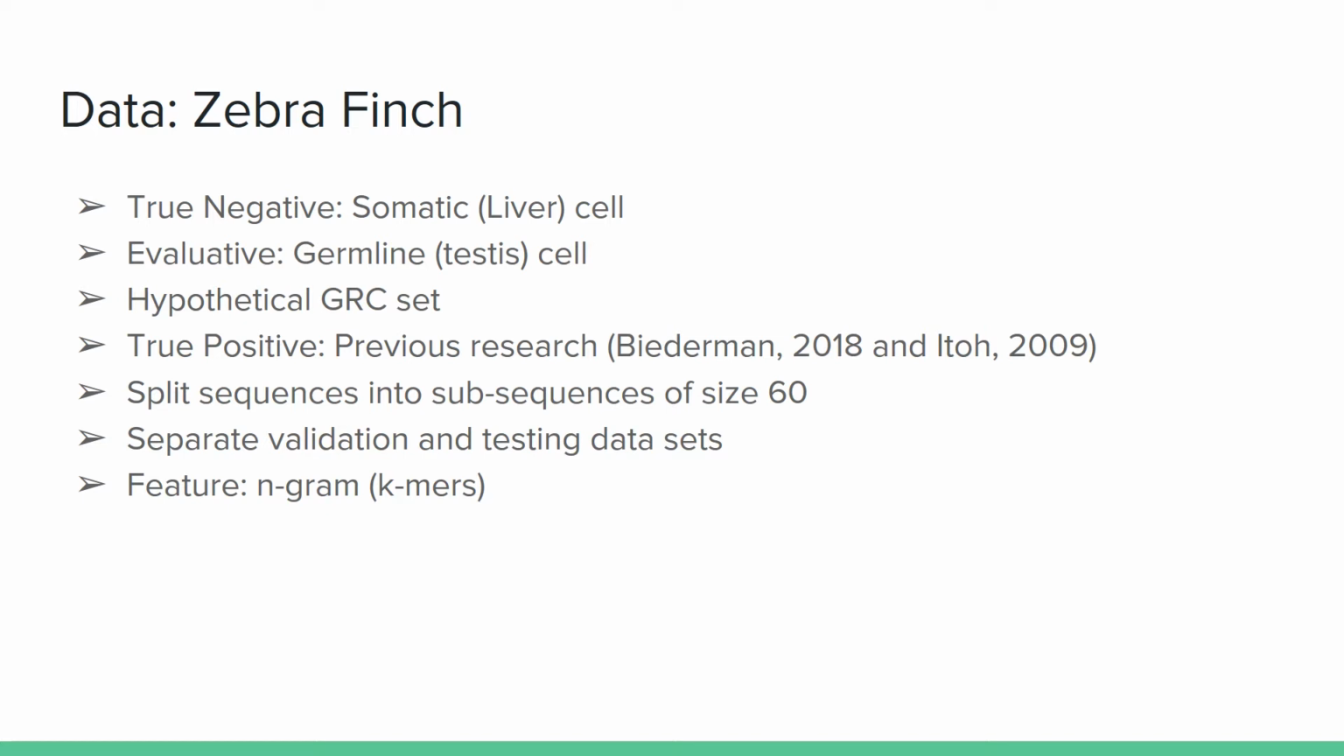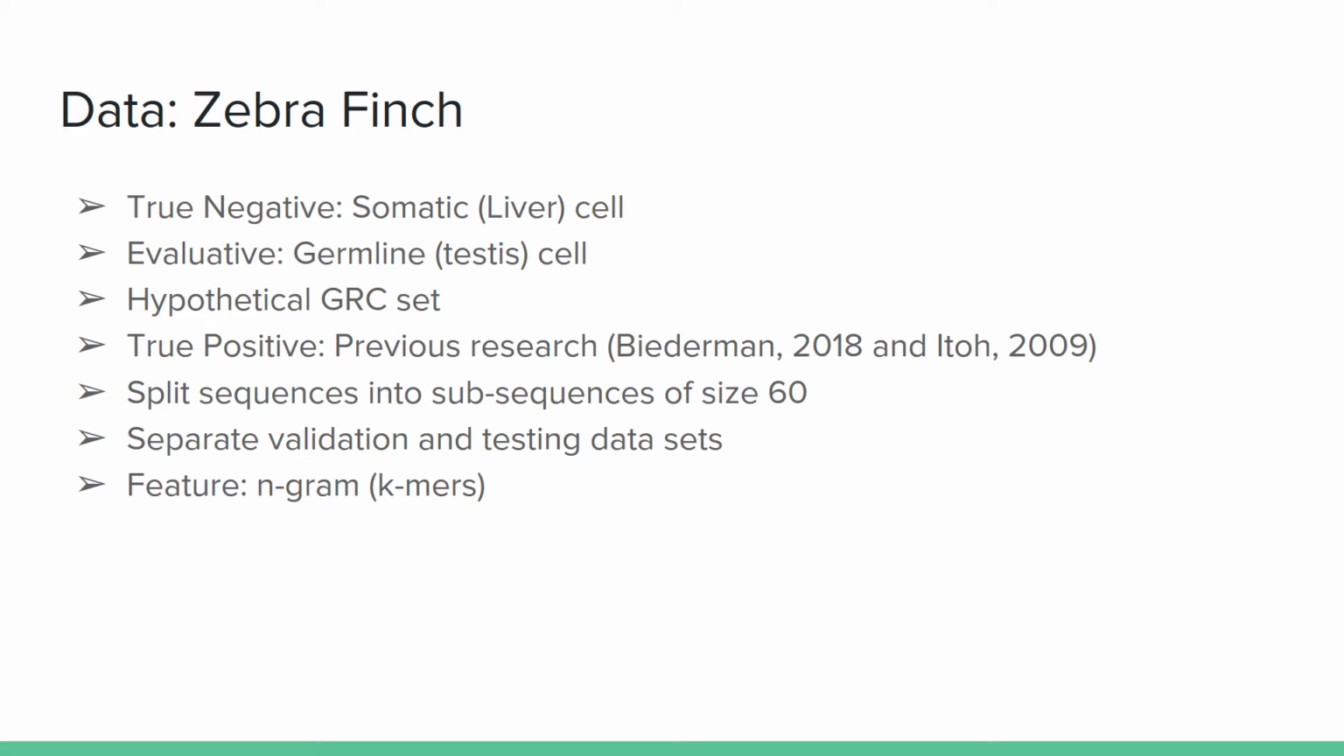And from that, the biologists that we worked with constructed a hypothetical GRC set with about 13,000 sequences. And these were sequences that they believed were likely to belong to the GRC, but they really weren't confident in it. And so we were hoping to determine whether or not they actually were in this paper. We also constructed a small true positive data set based on those 2 sequences I told you about before, identified in Biderman et al. in 2018 and Itoh et al. in 2009.